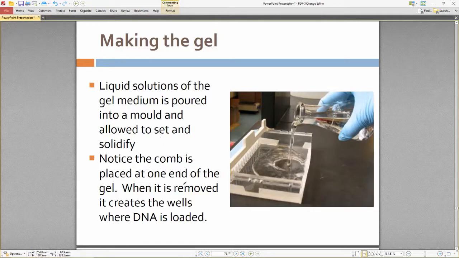So, the first step to gel electrophoresis is making the actual gel. So liquid solutions of the gel medium, which can be many different chemicals or substances, although there are two common ones that you guys will learn about, is poured into a mold and allowed to set and solidify.